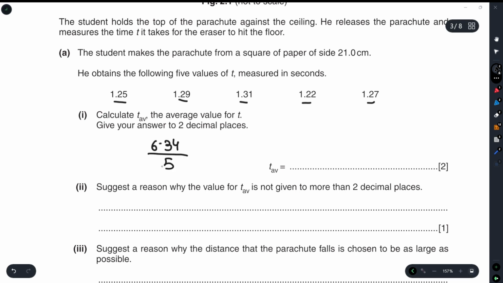Divide that by 5, and you're going to get how much? So 1.2, 1.26, and 0.8. So 1.2608. Yeah. So approximately 1.26. ठीक है.